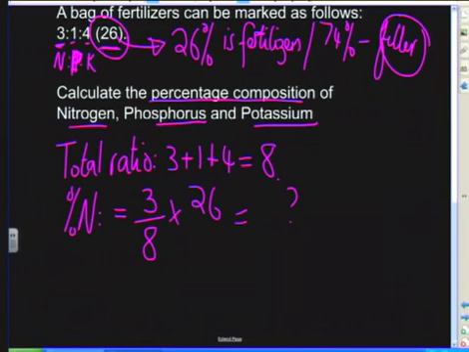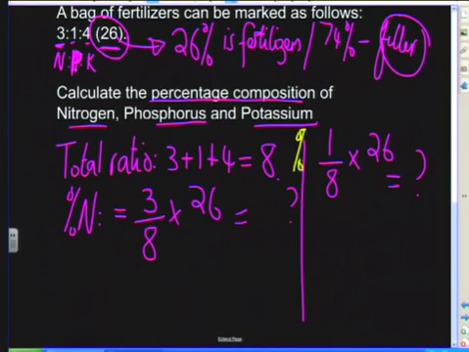You come to phosphorus, the same thing. You will say for phosphorus, it's 1 of the 8 times 26. Then you will get the percentage composition for your phosphorus here. So percentage composition for P will be given by that. It will be equal to 1 over 8 of that.